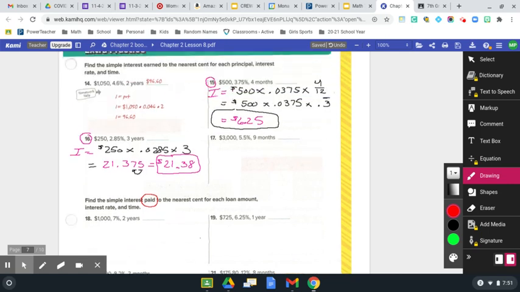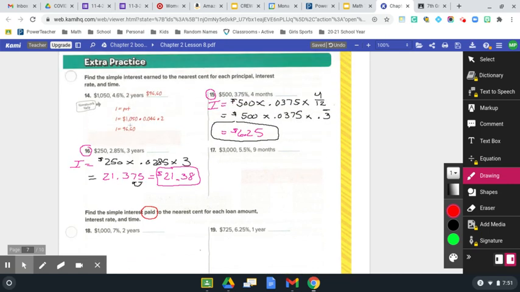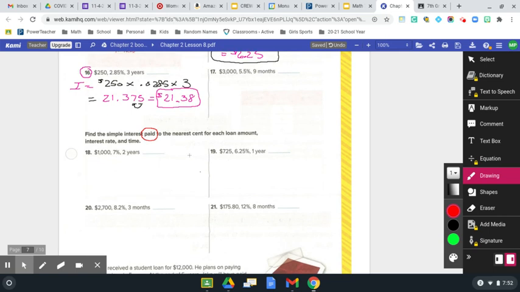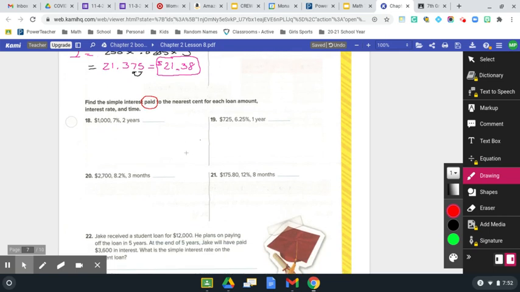So when we did 15 and 16 yesterday as our last two, the direction said find the simple interest earned. So you'll know when you read the directions, if it does say find the simple interest earned, you are specifically talking about a savings account earning that money, earning that interest. But on the other side of that, if you see interest paid in the directions, then you're just talking about paying back a loan, interest on a loan.